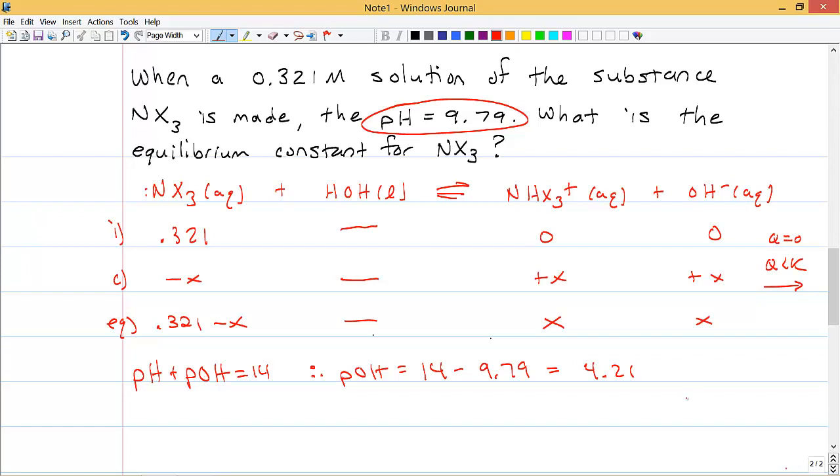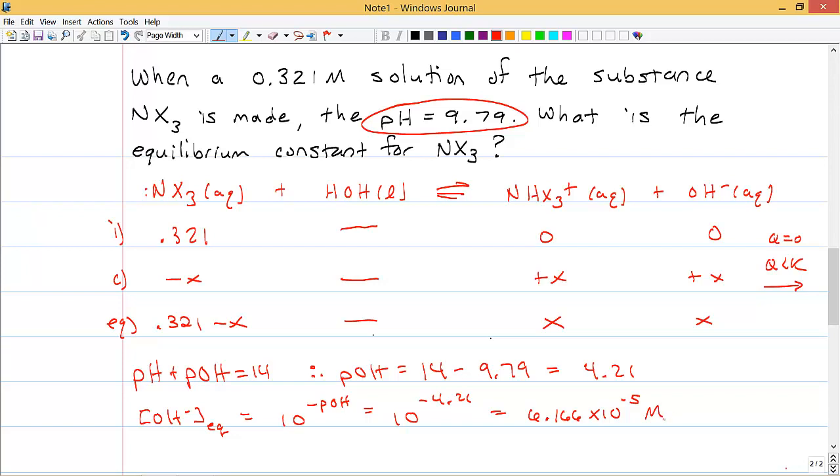So I know what the pOH is, but there's one more thing that I know. I know that the OH minus concentration at equilibrium can be found by doing 10 to the minus pOH. So 10 to the minus 4.21 will give me my OH minus concentration. If I do this math, I get 6.166 times 10 to the minus 5th molar.